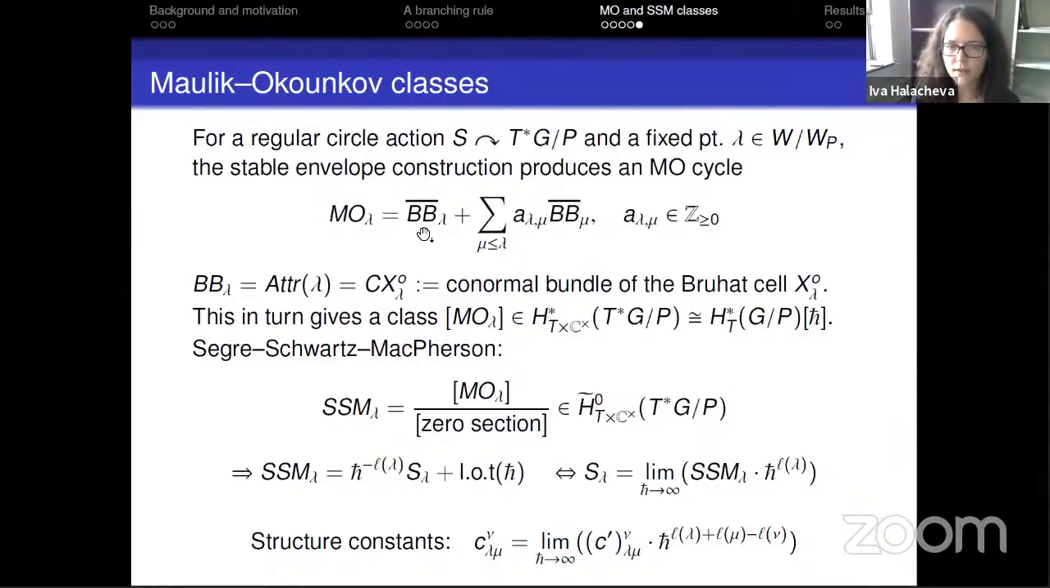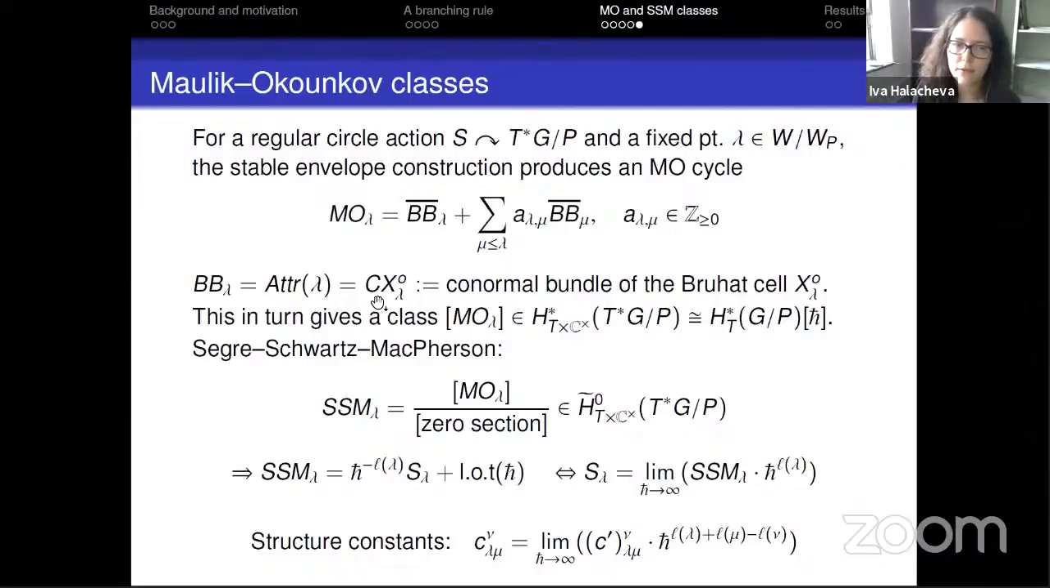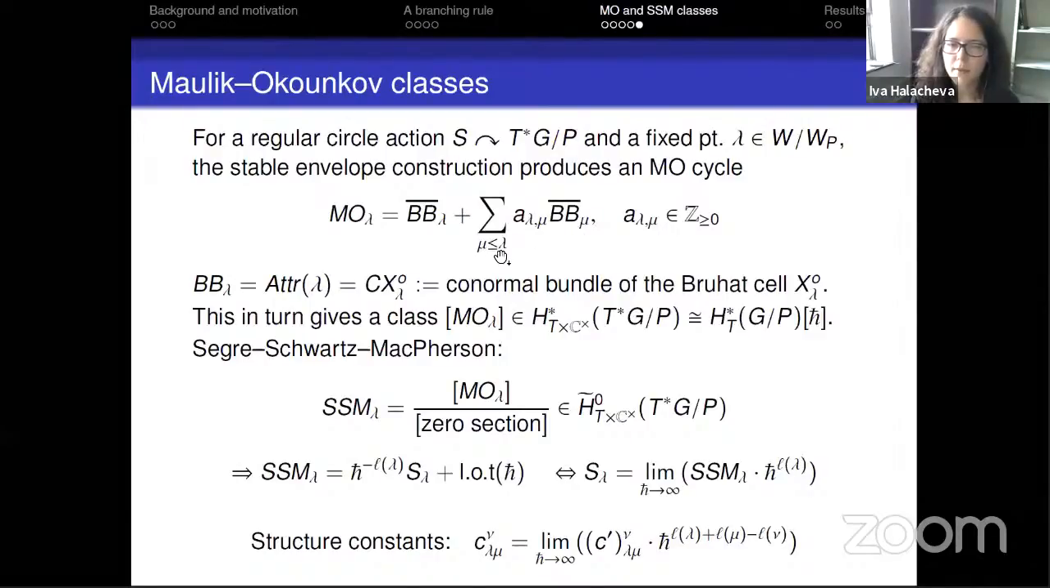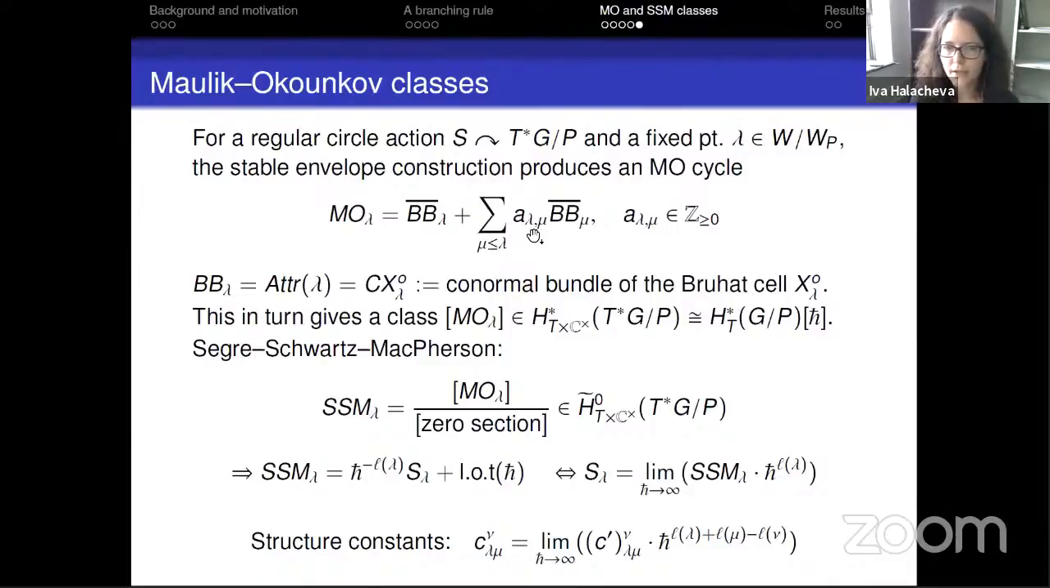So this is given by the closure of the Bialynicki-Birula strata for lambda, which is the attracting set for lambda, or the conormal bundle of the Bruhat or Schubert cell, together with some other closures of other BB strata indexed by mu, where mu is less than or equal to lambda in Bruhat order, with some non-negative coefficients. And so this gives us a class in the equivariant cohomology of the cotangent bundle, so generalizing the Schubert classes.